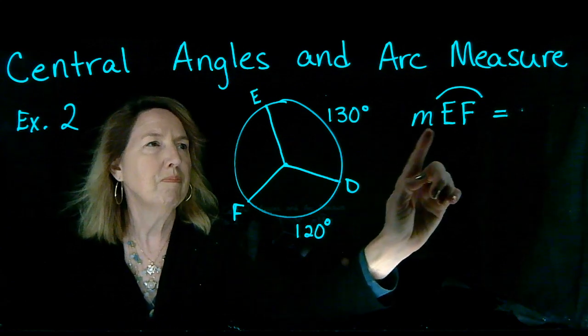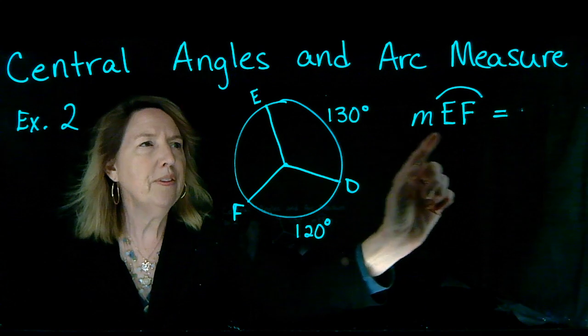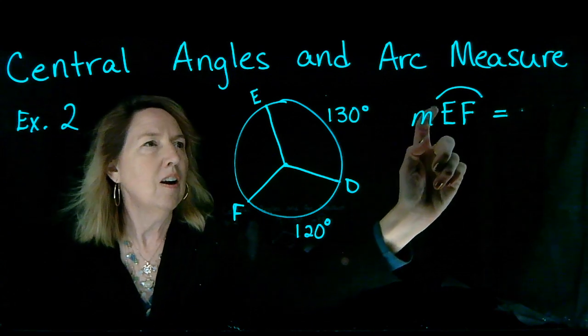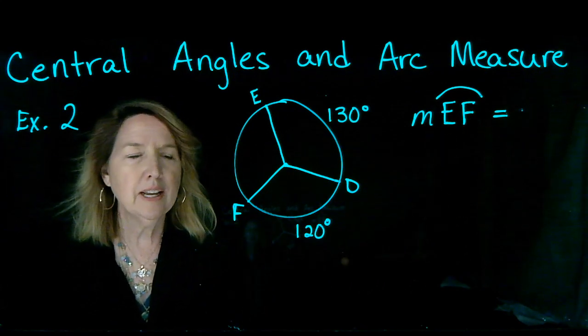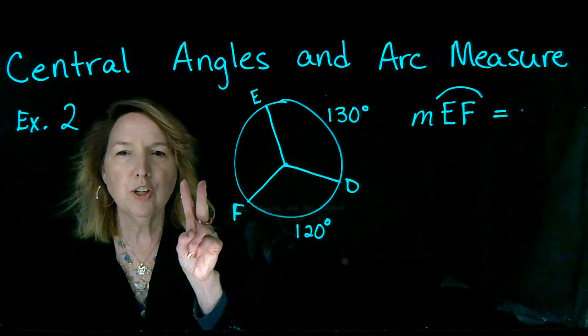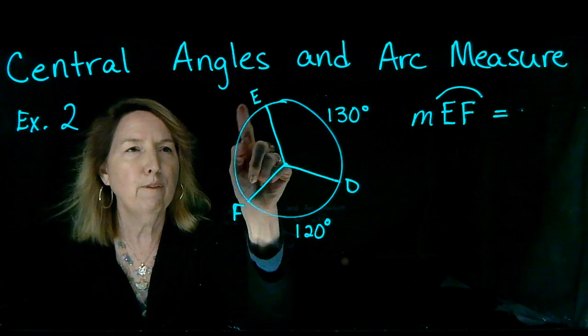Let's go look. Here's the question. Let me read it to you. What this is asking is, what is the measure of arc EF? So go and locate arc EF. EF. There's only two letters, so it's the shortest distance from E to F.